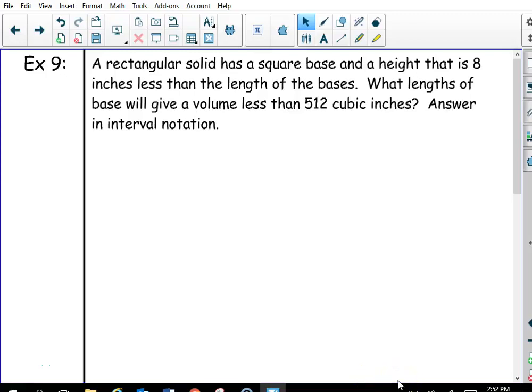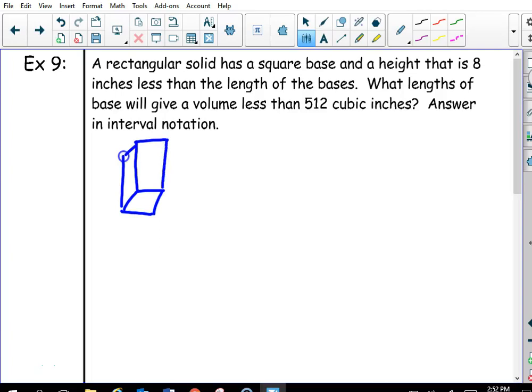All right, let's take a look at this example where we have a rectangular solid. This is actually Ch3, but better late than never. The rectangular solid has a square base and a height that's 8 inches less than the length of its base. All right, so we've got two bases, and then we've got a height. It asks what lengths of base will give a volume less than 512 cubic inches.